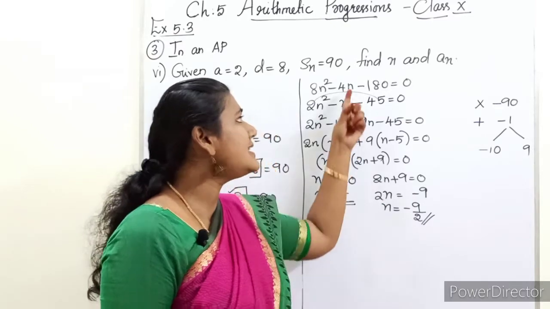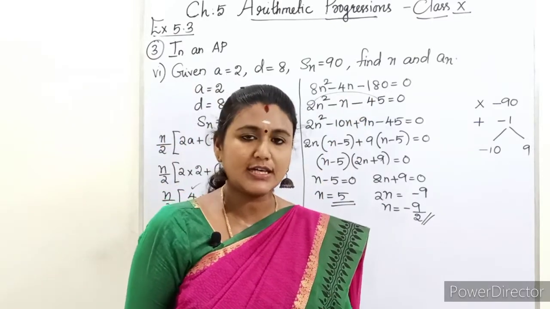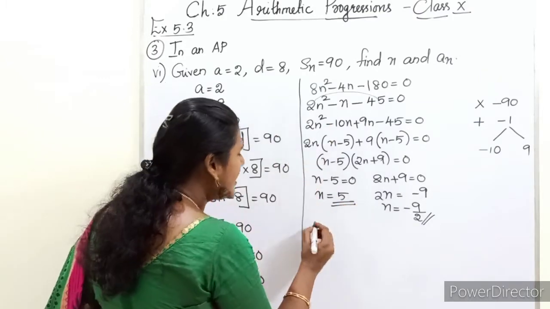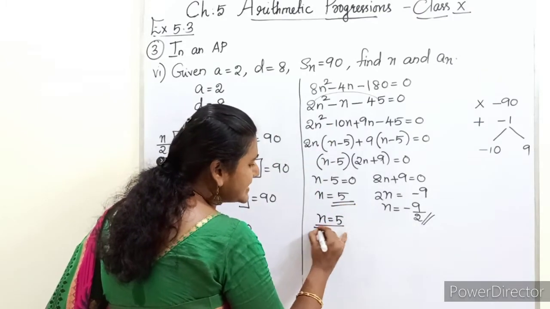Why? Because n is the number of terms. The number of terms cannot be negative, so only this value is possible here. So n is equal to 5 is the answer.